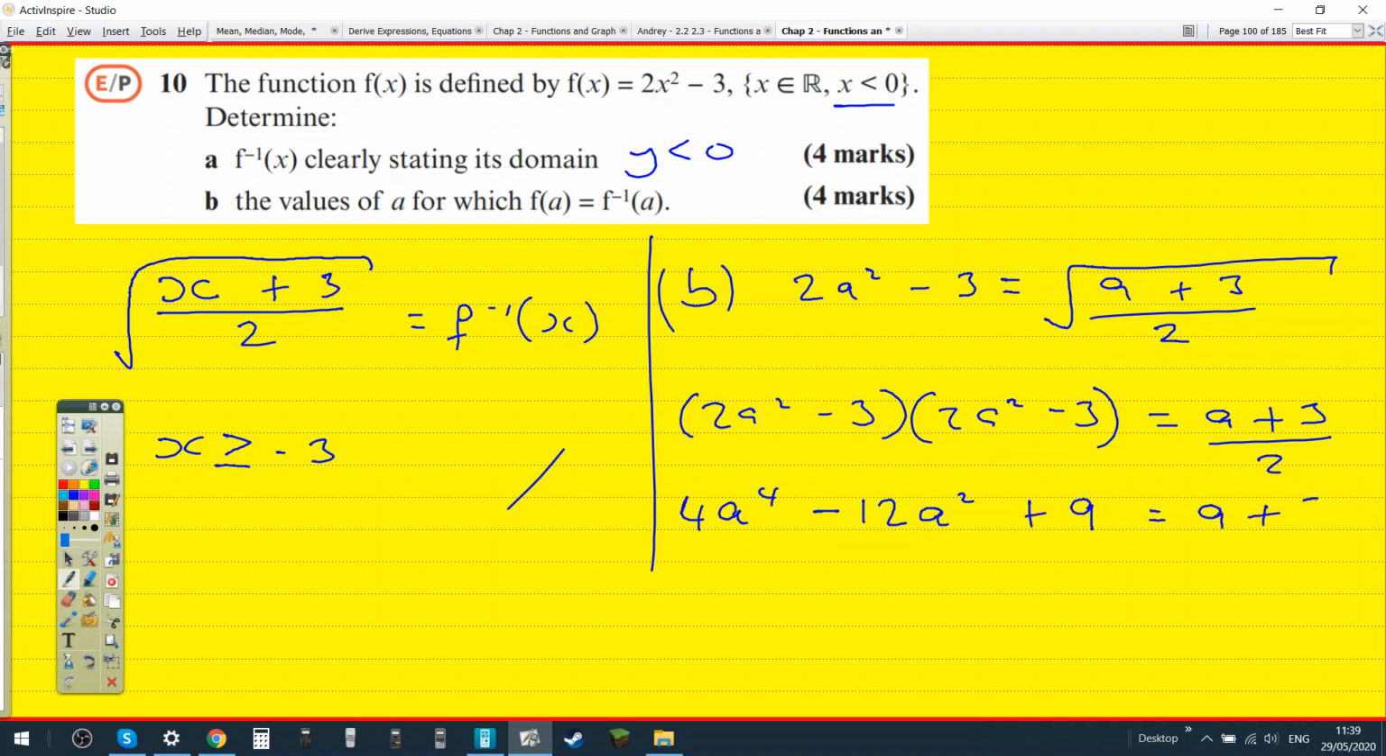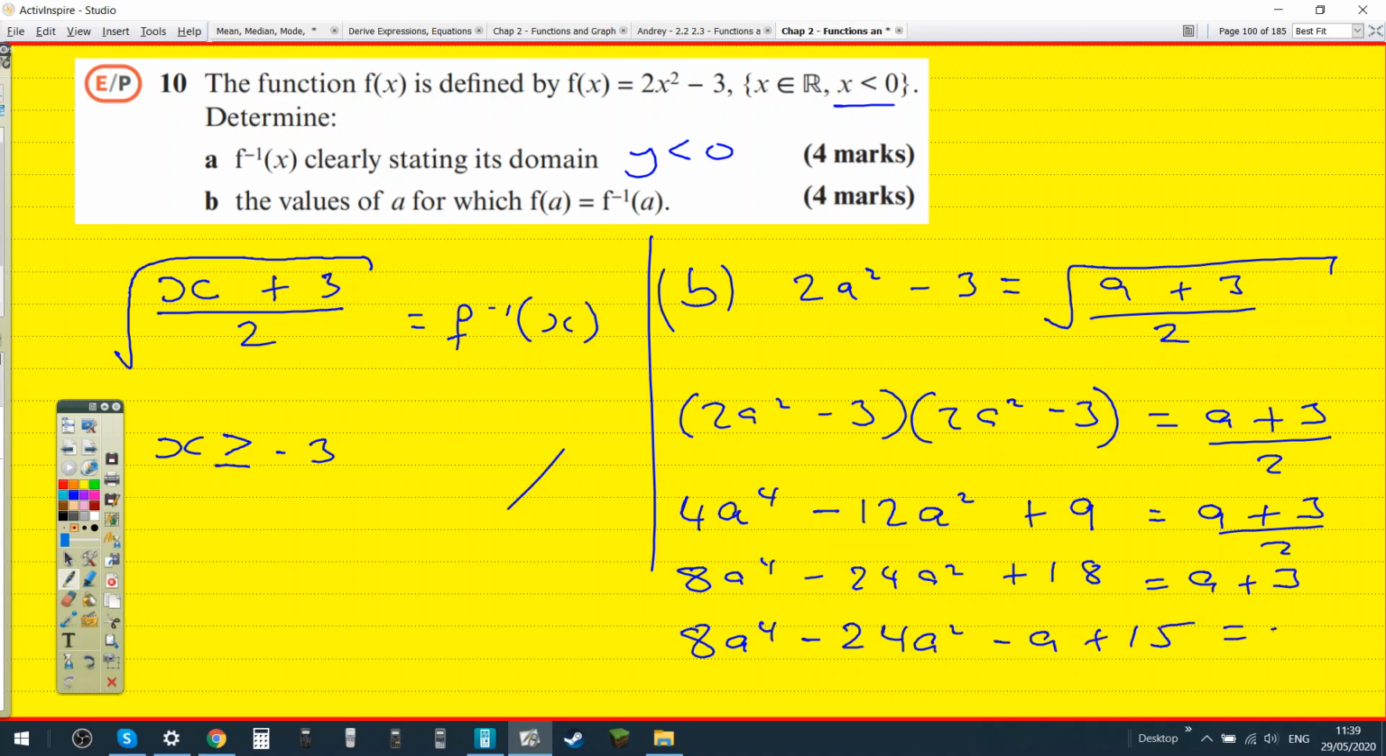Oh, and then you'll times that entire thing by 2. Times everything by 2. So 8a to the 4, minus 24a squared, plus 18. A plus 3. And then I'm guessing you'll just take away the 3 and the a from the... Yes, so that's going to be minus 25. Oh no, sorry. What would you get for that? Minus 24a squared minus a plus 15. Yeah, and then what?